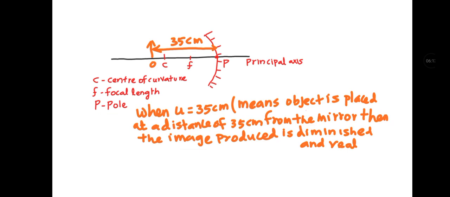When the object is placed at 35 centimeter from the pole, which means u equal to 35 centimeter, the object is placed at a distance of 35 centimeter from the mirror, then the image produced is diminished and real. So all the answers are justified.